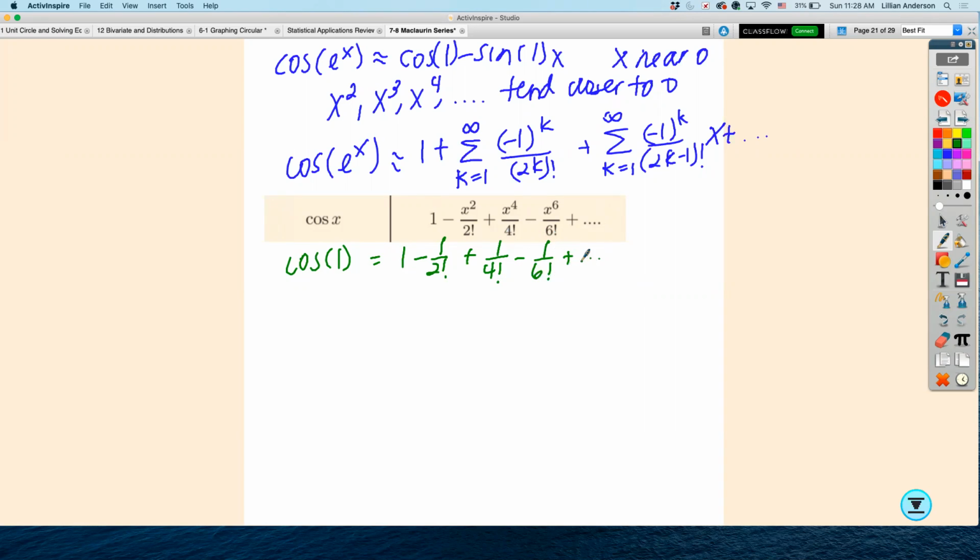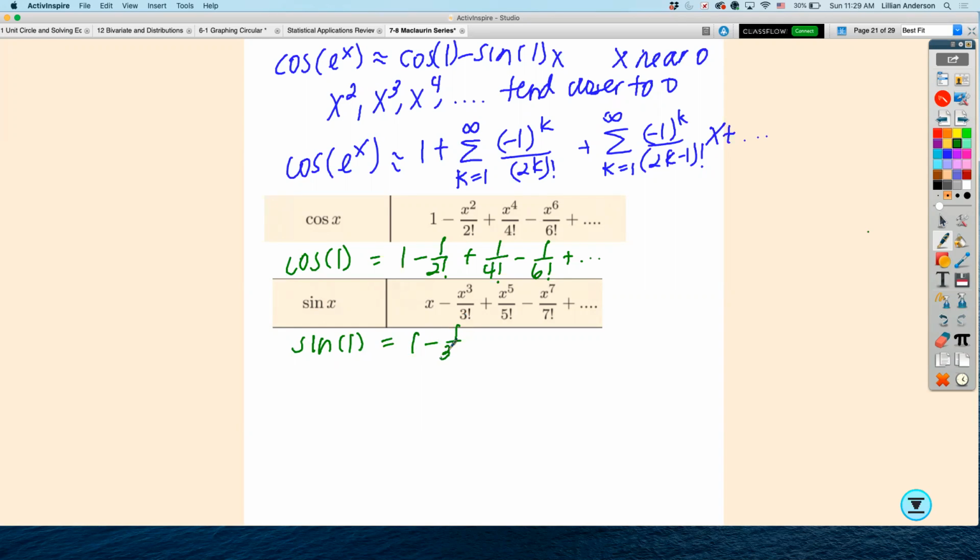Okay. Now we also need sine of 1, which is this. Remember, both of these are from our reference booklet. So that's going to be 1 minus 1 over 3 factorial plus 1 over 5 factorial minus 1 over 7 factorial, and so on. If you notice, it's essentially the missing pieces of each other. Cosine takes care of our evens, sine takes care of our odds.